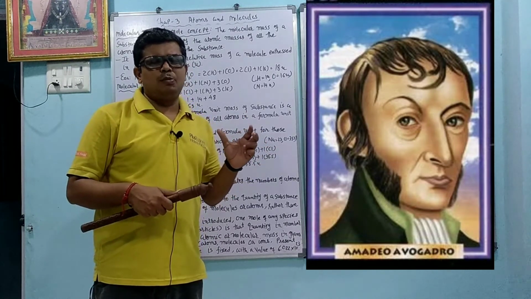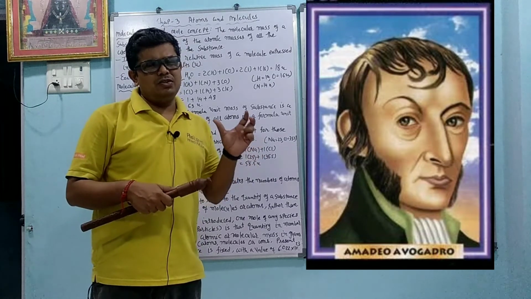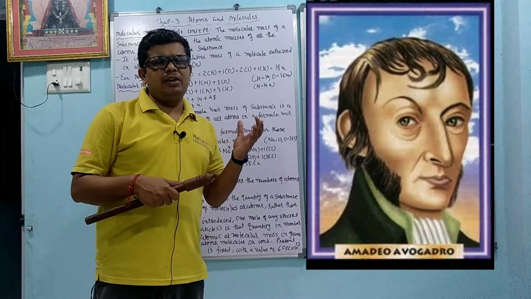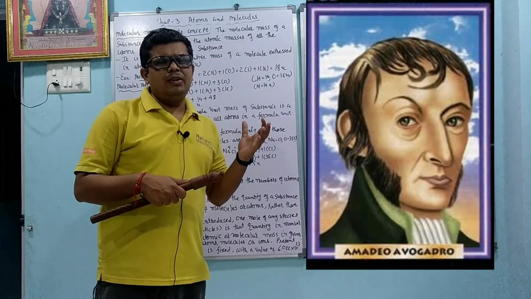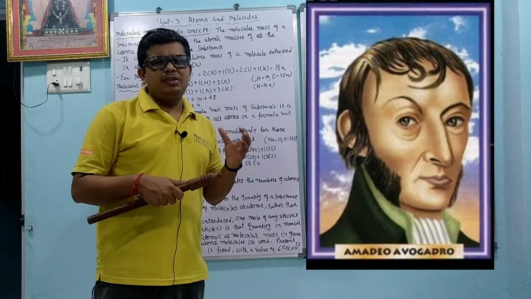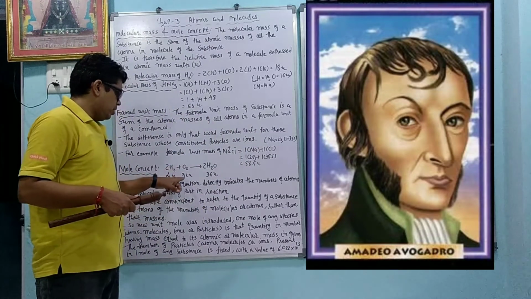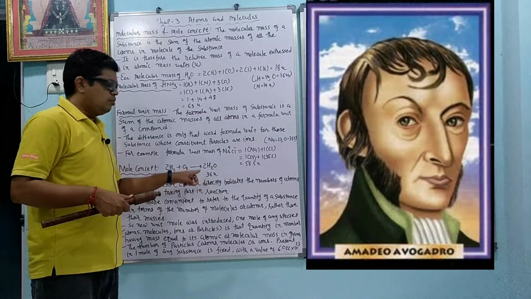Mole means what? 6.022 into 10 raised to 23 molecules or atoms. That is called a mole. So it is very easy if we represent the chemical reaction by moles, but if we represent the chemical reaction by mass, it becomes quite complicated. Like here we can say that 4 units of hydrogen react with 32 units of oxygen, then we get 36 units of water.